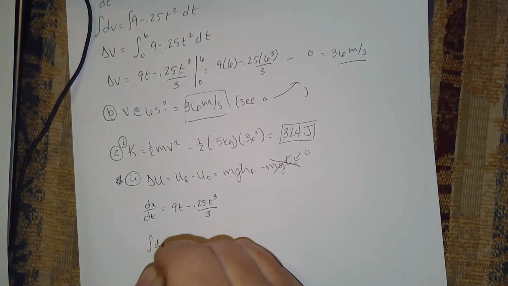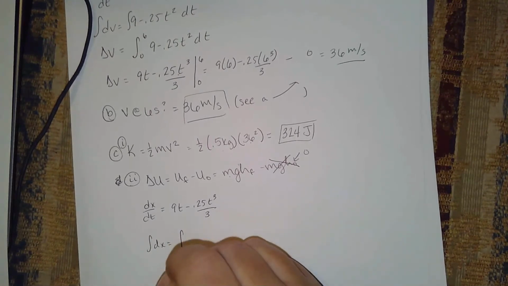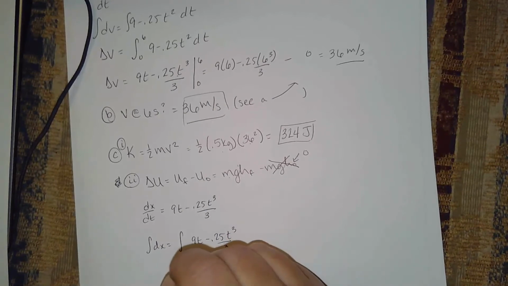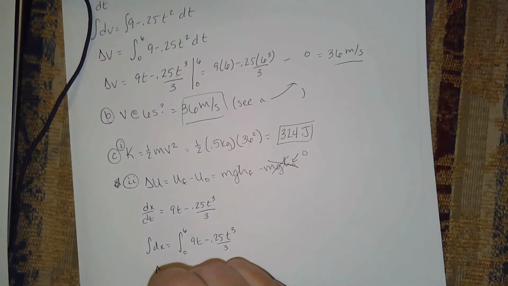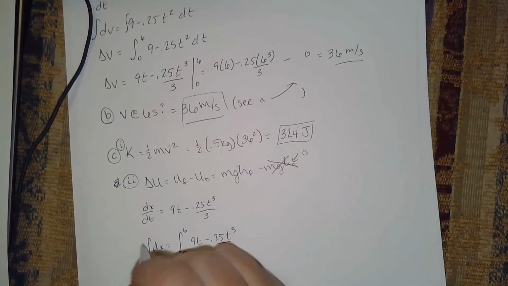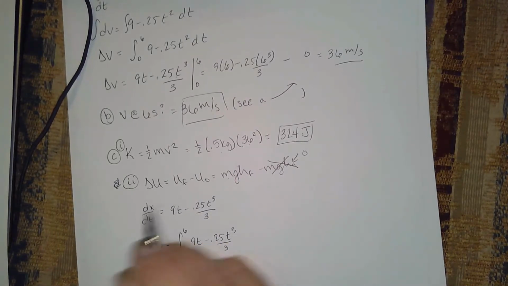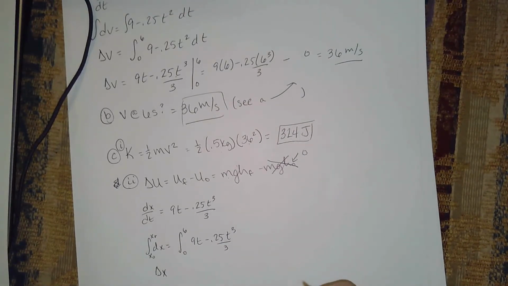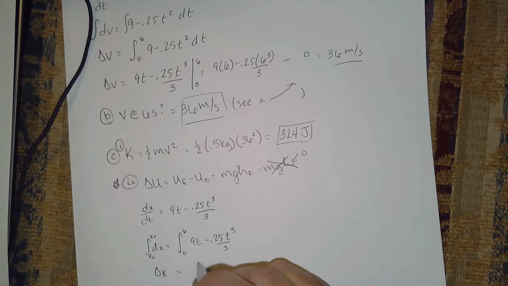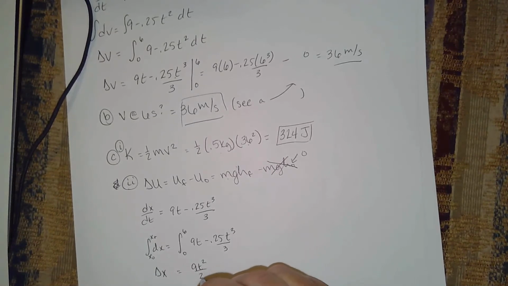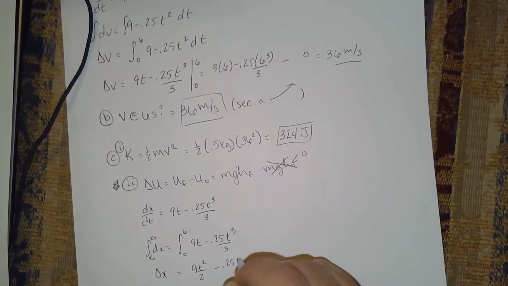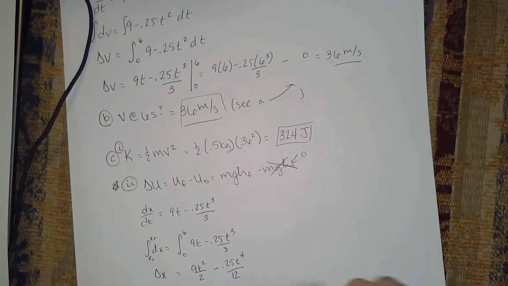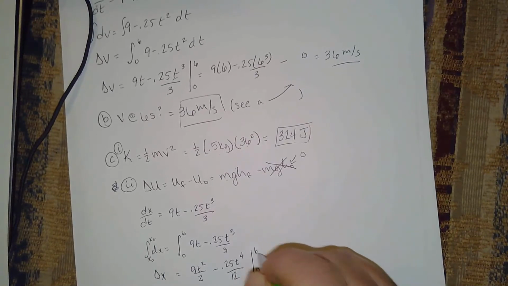I'm going to do the integral of dx, and remember I'm going to multiply dt by both sides. So I'm going to integrate 9t minus 0.25 t cubed over 3, and I'm going from 0 to 6. So that's going to give me my delta x, because this is from x initial to x final. So that's where I'm going. All right, now I'm going to integrate this. So I'm going to get 9t squared over 2 minus 0.25 t to the 4th over. Now there would be a 4 down here, but there's already a 3, so 4 times 3 is 12. And I'm going to evaluate that from 0 to 6.